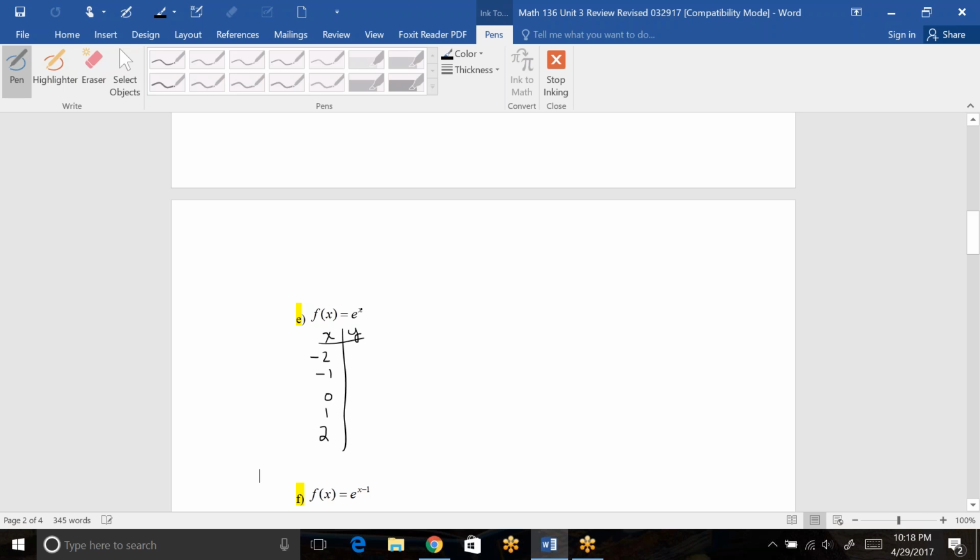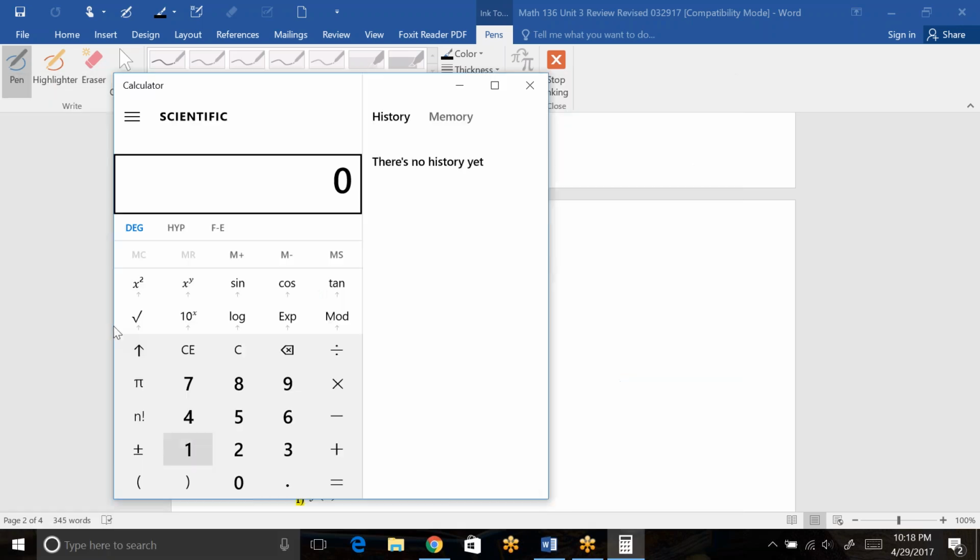Notice anytime you're doing an exponential graph, you're picking the x's. If you're doing a logarithm graph, you end up picking the y's. This is still number 2, so I've just spaced them out so I can write them. So this is 2e. So let me pull up my calculator.